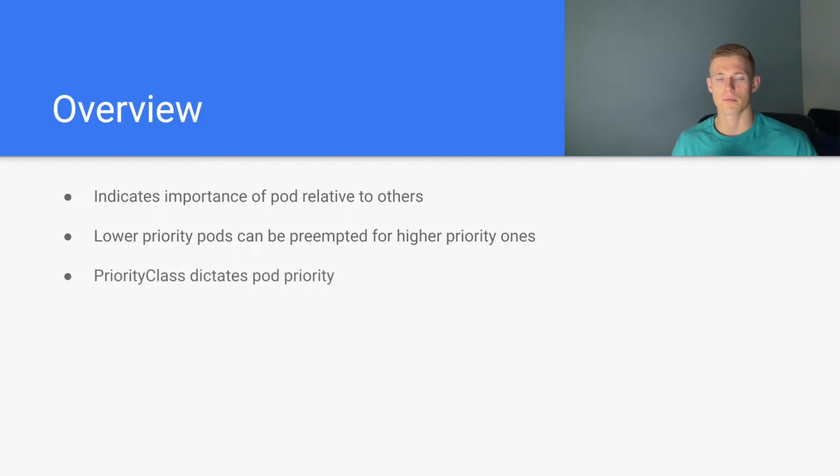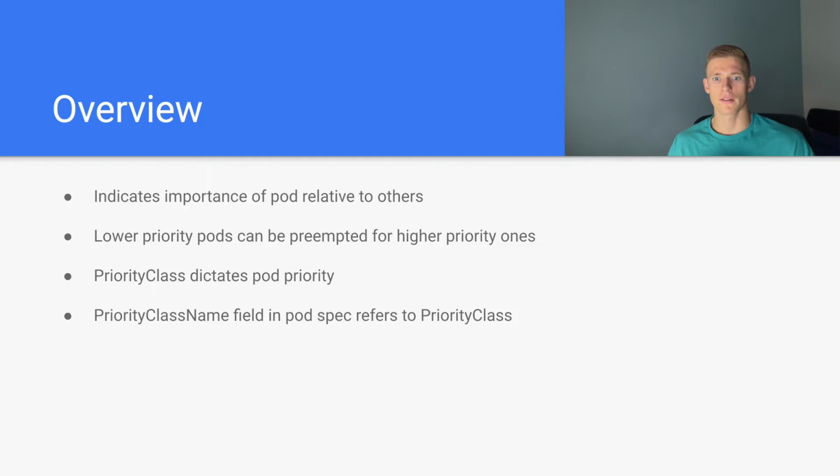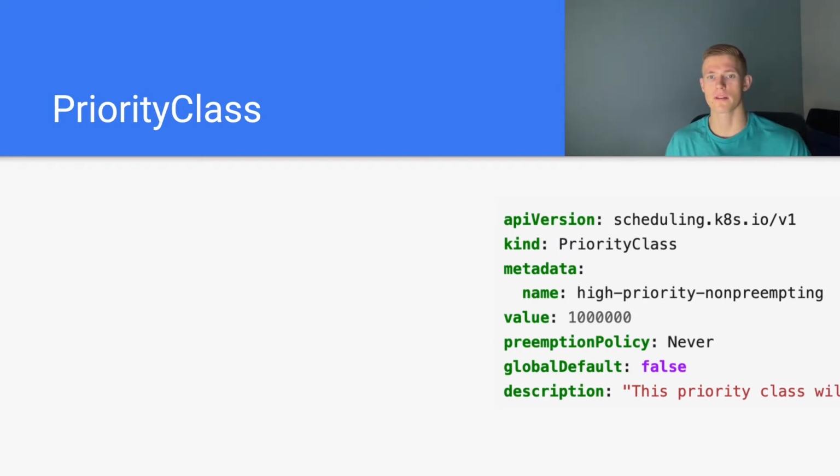Priority class dictates pod priority. So priority class is an object in Kubernetes that we can use to define the level of priority of a pod or a set of pods. And then within our pod definition, we will use the priority class name field in order to refer to the priority class. So you can imagine you may have a group of pods that all share the same priority class. We may have multiple deployments even that all share the same priority class. So this is a useful way of grouping those entities and not having replicated logic within all of our pod definitions.